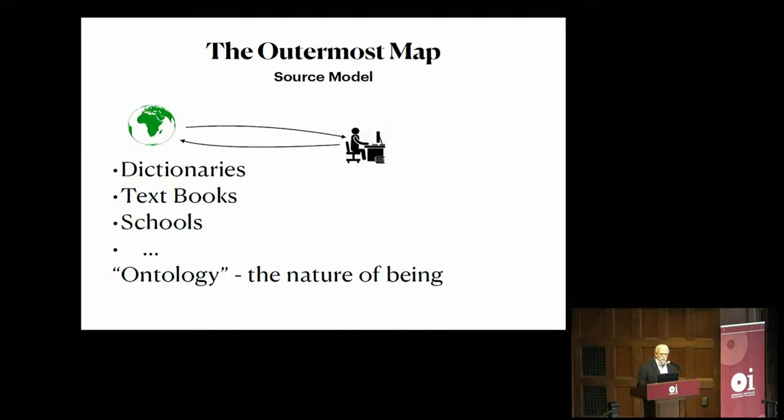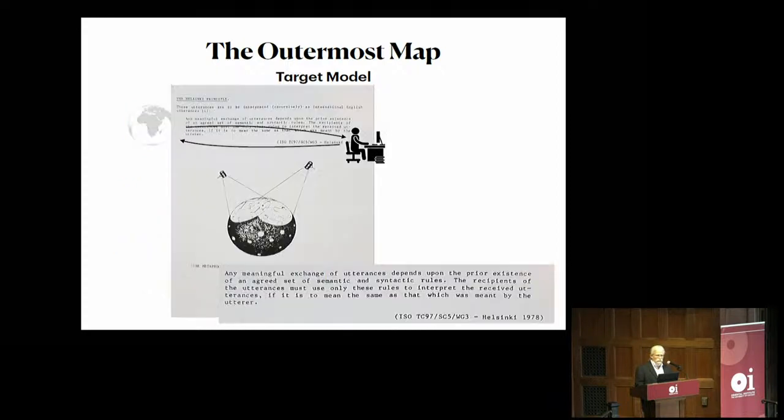As I said, the outermost map, that's the nature of being. That's what we do, I would argue, as human beings. That's what our dictionaries are for, our textbooks. Schools, that's one of the places where we gain a huge amount of tacit information, where we share information and we share models amongst each other. The target model, the outermost target model, is an agreed set of semantic and syntactic rules.